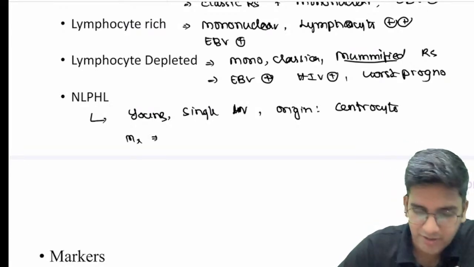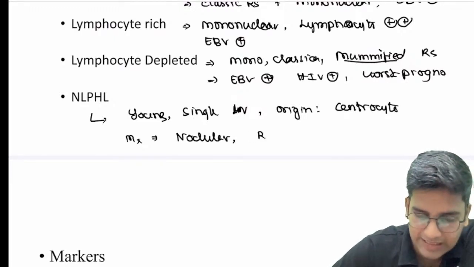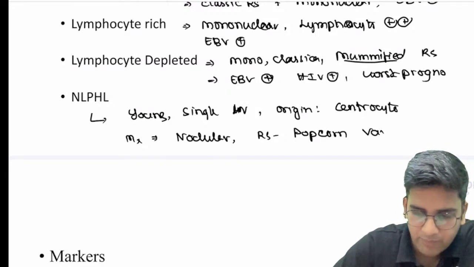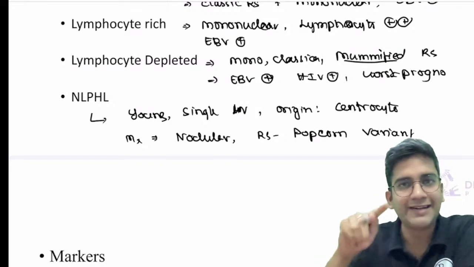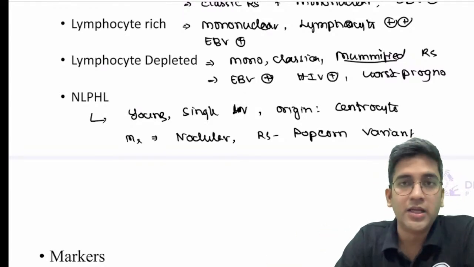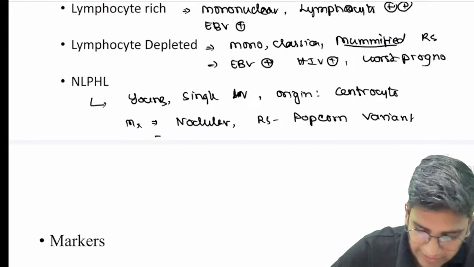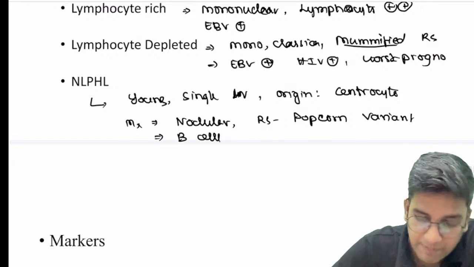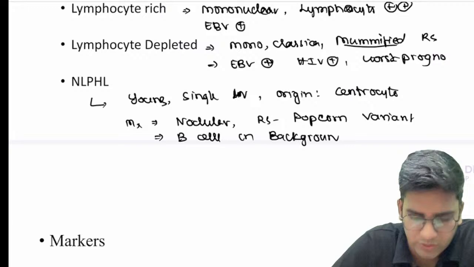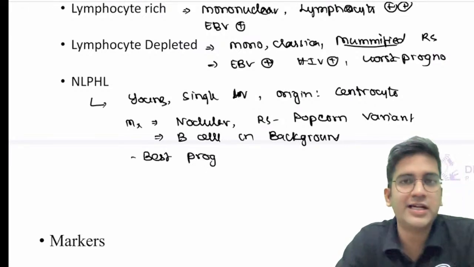It's nodular, and I'll have a nodular appearance, and obviously the classical RS cell here is the popcorn variant of an RS cell. Okay, popcorn variant is nothing but a cleaved or irregular nuclear membrane that makes it appear like a popcorn, right? That's why it's a popcorn variant of RS cell. It's a pure B cell lymphoma, right? So here the background of NLPHL will be B cells. B lymphocytes in the background, similar to any other B cell lymphoma, and it has one of the best prognoses.